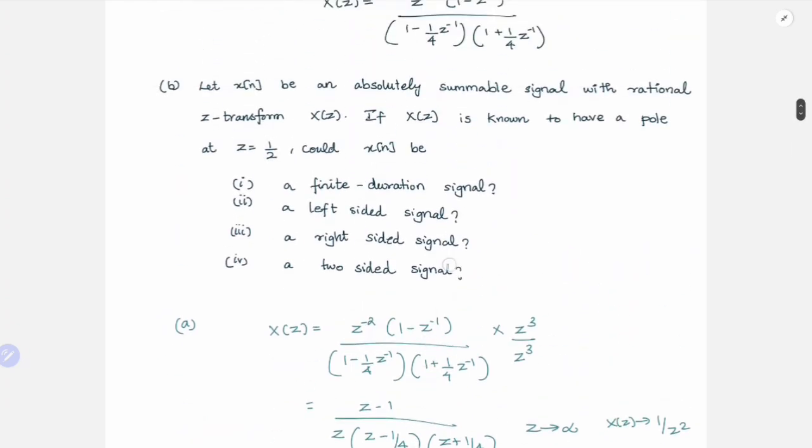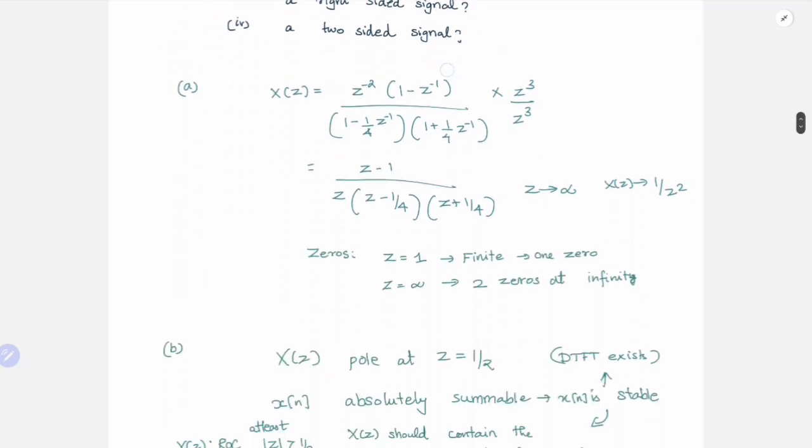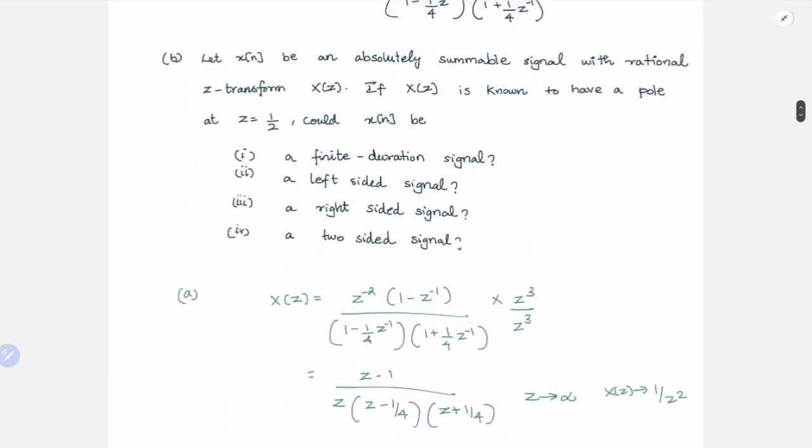So from this, what you can say, is it a finite duration signal? So for finite duration signal, what is the condition? Your ROC should be entire z plane. Of course, except 0, infinity, or they can be included. So here is it the case? It is not the case, right? Because your mod z greater than half. So it is not a finite duration signal.